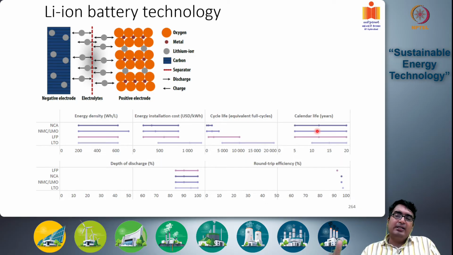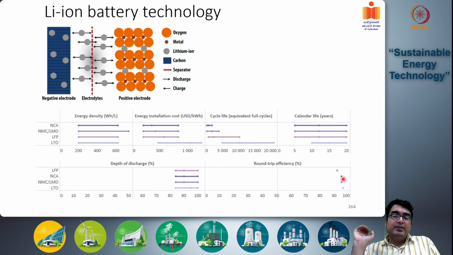Calendar life for all is the same except the lithium titanium oxide case, which has higher calendar life, again because you are using titanium. So lithium titanium oxide has very good properties, but it comes at a cost. Depth of discharge is again higher. For batteries, above 90% doesn't work. For LTO, it works up to 98%. And round trip efficiency is again reasonably the same, but LTO has the highest, though everything is around 98, 99%.